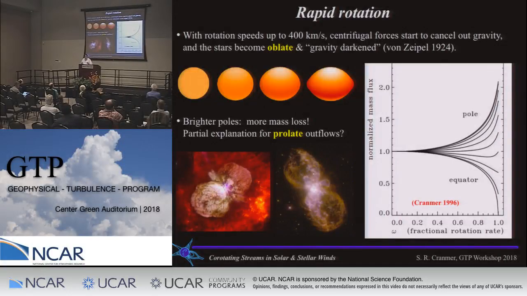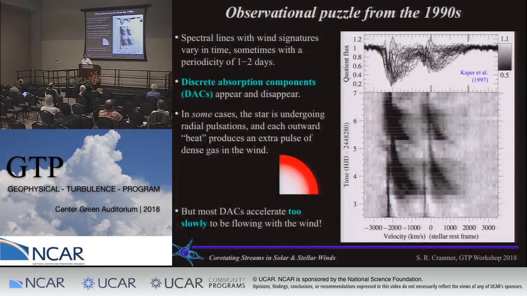Okay, but then where are these corotating streams? That's the question. There was another observational puzzle from the 1990s or so that we think can be explained with corotating streams. When you look at the spectra of these stars, we look at spectral lines that are affected by the wind, so you can actually see the outflow in the wind. If you translate wavelength into velocity, you can measure the actual terminal speed of the wind by looking at how much absorption there is in these lines.